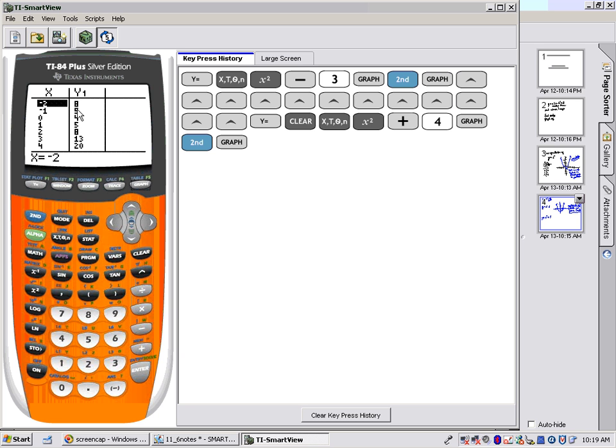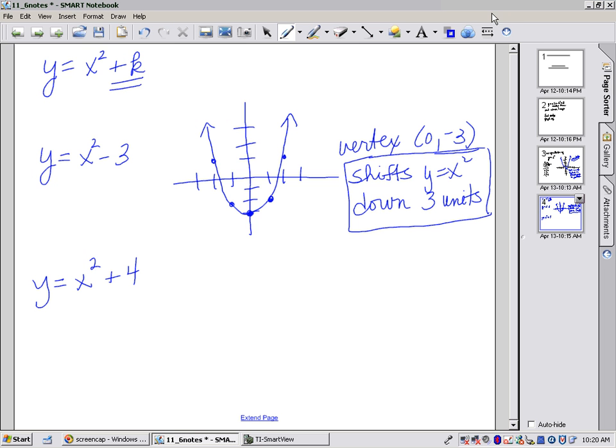So notice how around the vertex point, the y values actually repeat. And that's where, again, that symmetry, that mirror image comes into play. So the graph of this one is at 1, 2, 3, 0, 4. 1 was at 5, and so was negative 1. Negative 2 was at 8, as was 2.